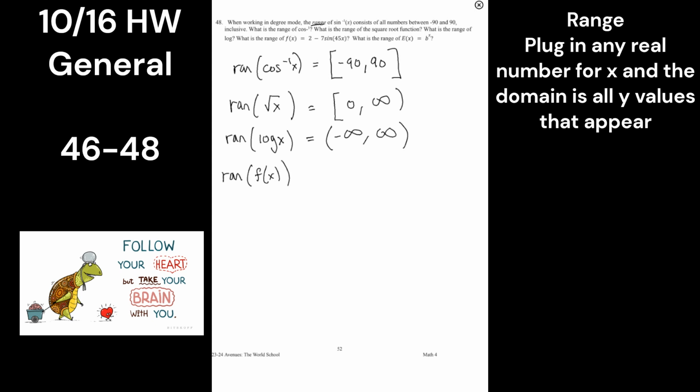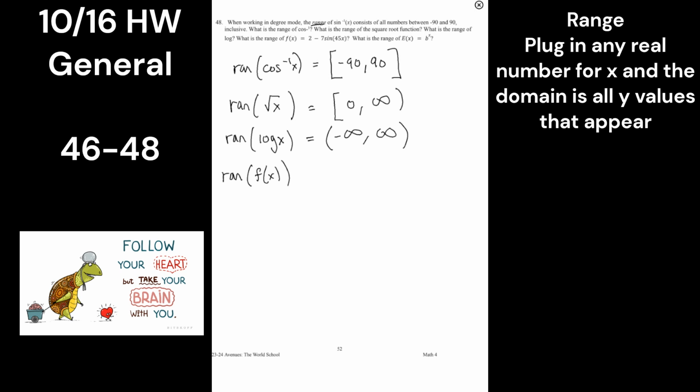Okay, 2 minus 7 sine 45x. Again, if you need to, you can always graph this on Desmos. I'm doing that right now, actually. What does this say? Am I on radian mode? Yeah, degree mode. Okay, so now I'm using Desmos to check my answers.